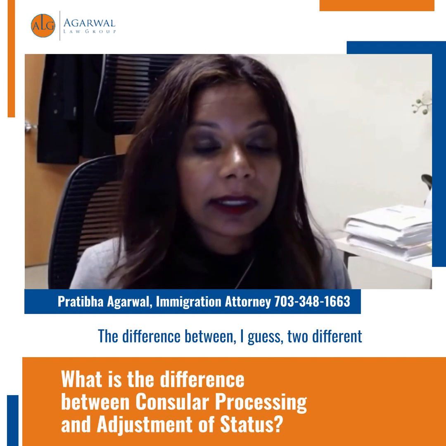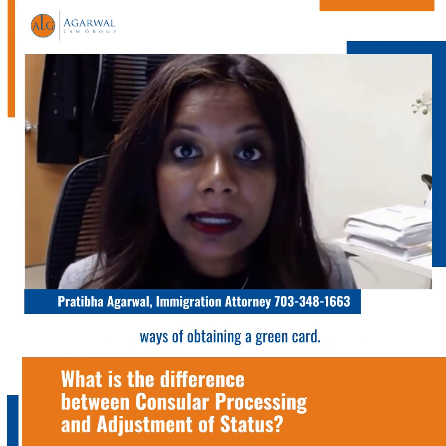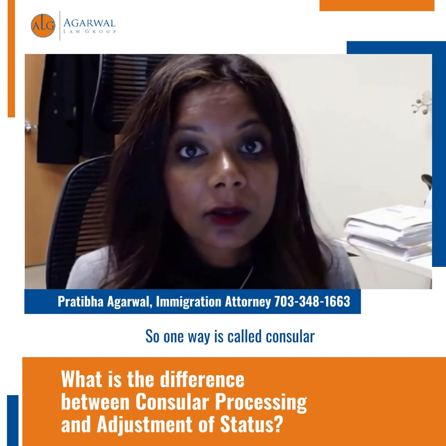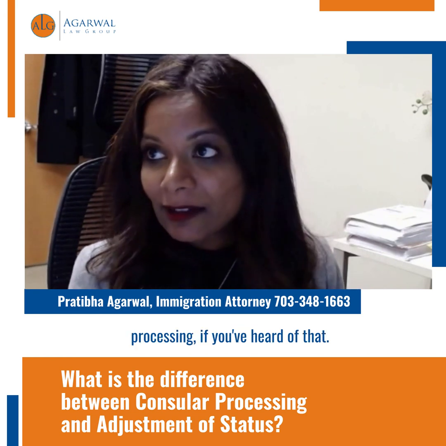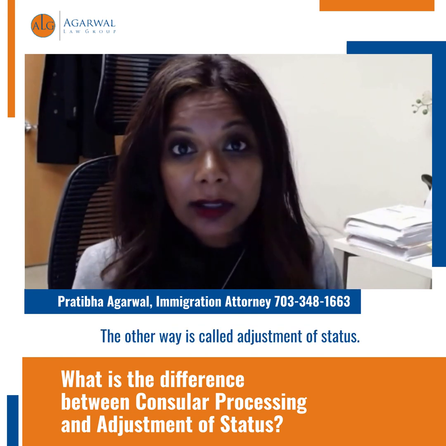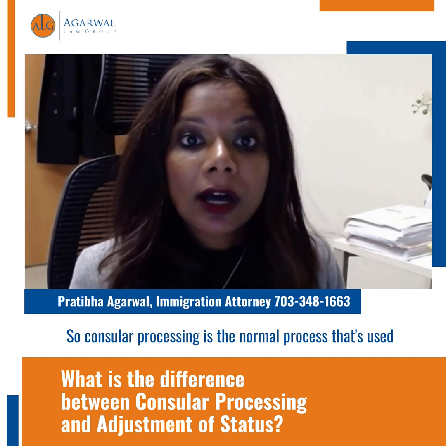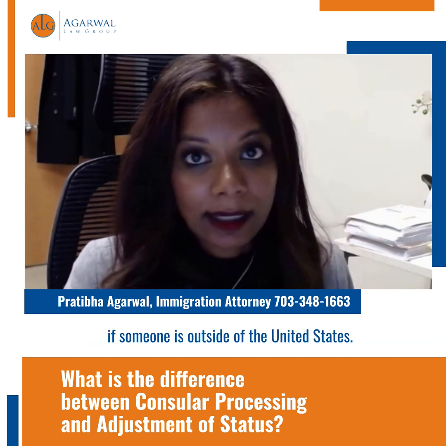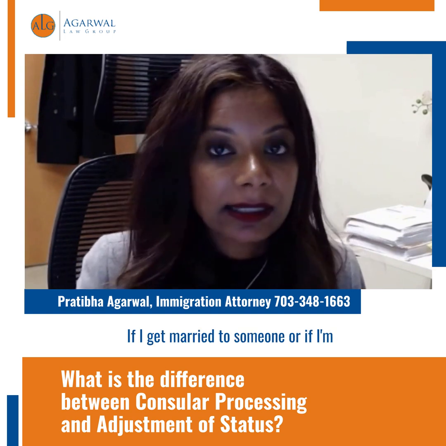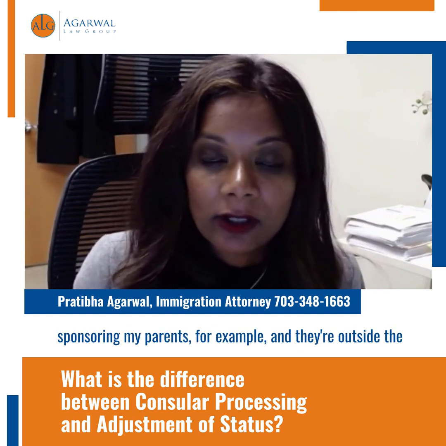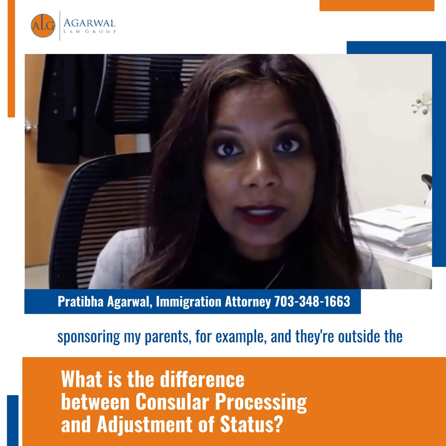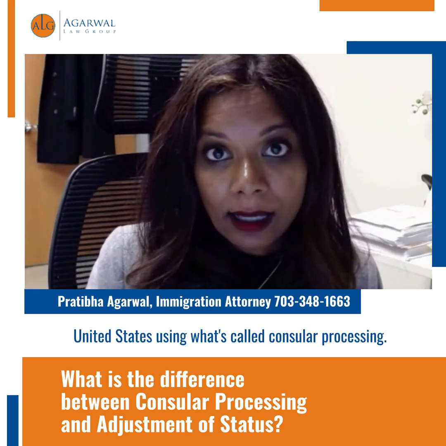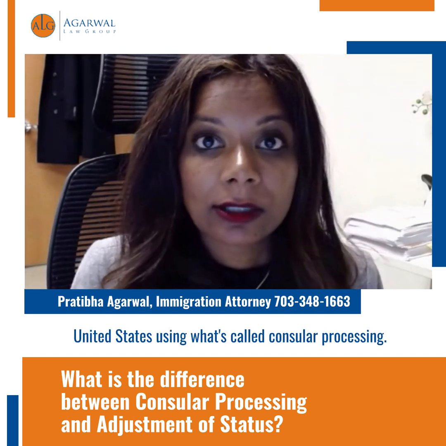the difference between two different ways of obtaining a green card. So one way is called consular processing, if you've heard of that. The other way is called adjustment of status. So consular processing is the normal process that's used if someone is outside of the United States. So if I get married to someone, or if I'm sponsoring my parents, for example, and they're outside the United States, I am using what's called consular processing.